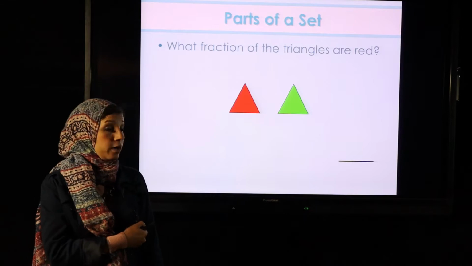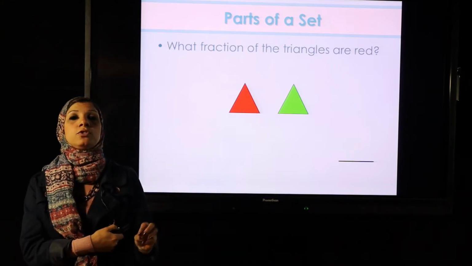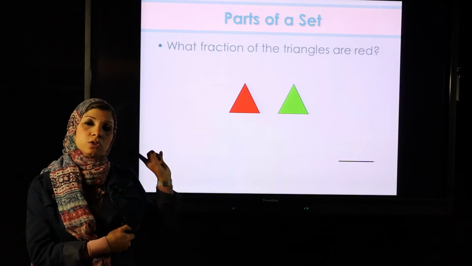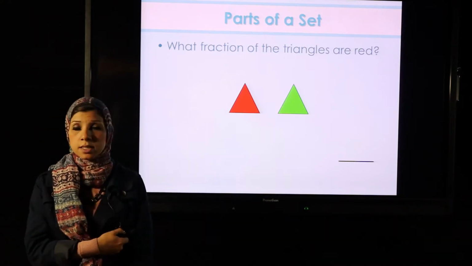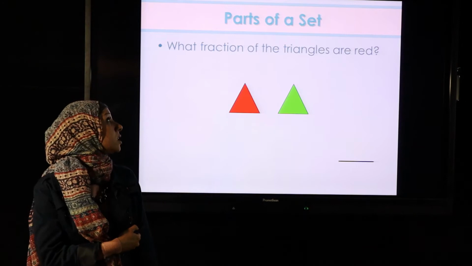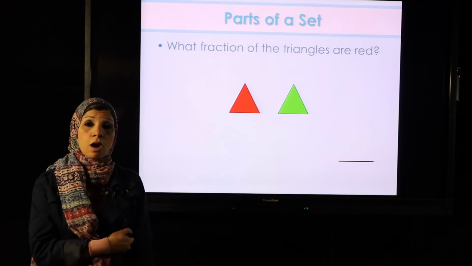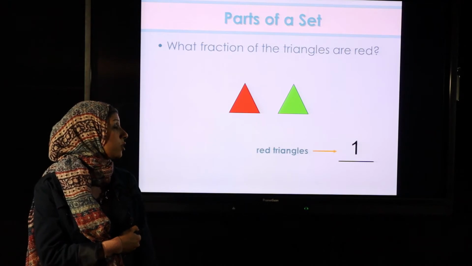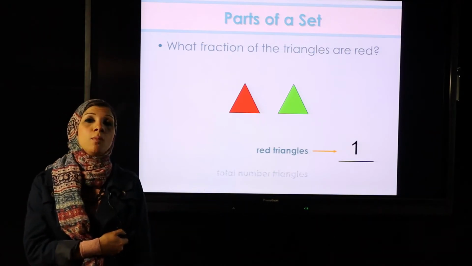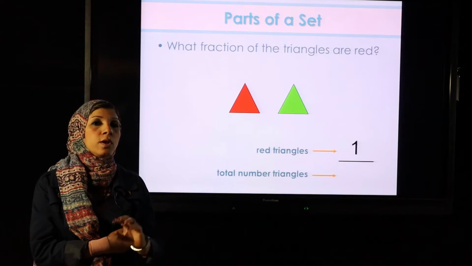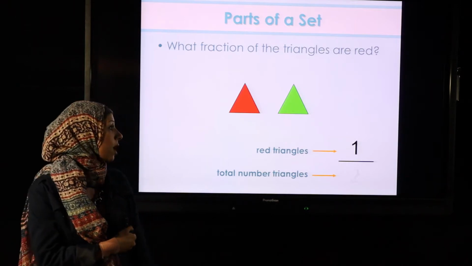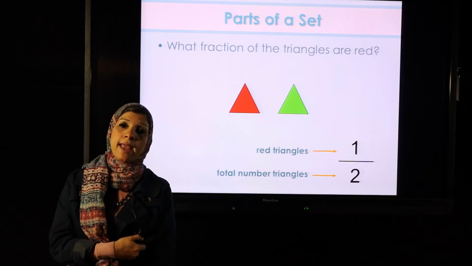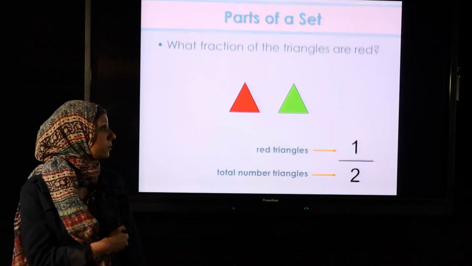We have another example. We have a set of triangles. One is red and the other is green. And it asks me to write the fraction of the red. How many red do we have? We have just 1. But how many triangles, of all the colors, do we have? Only 2. So our fraction will be written as 1/2.